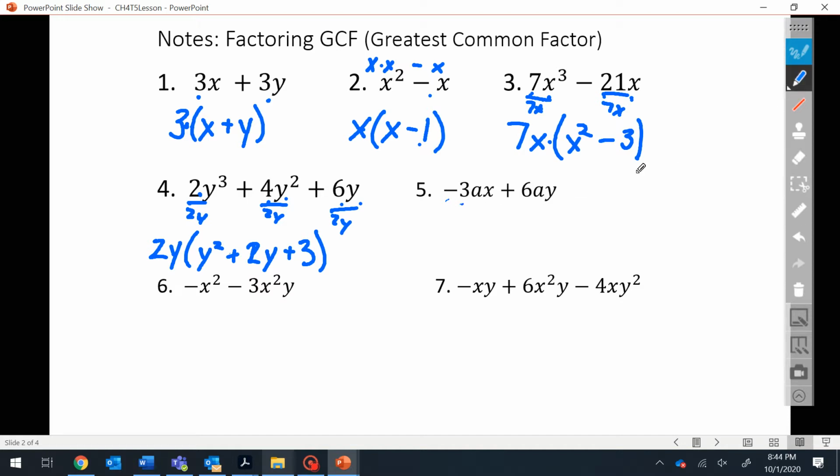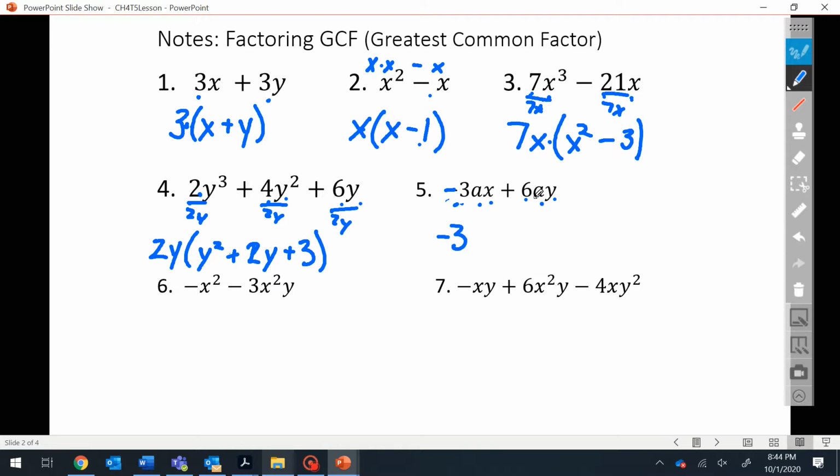So in this one, I need to factor the coefficient, I need to factor the a's, and I need to factor the y's. So I have three things I need to factor. So first I'm going to look at the 3 and the 6. The greatest common factor of 3 and 6 is 3, but this negative sign means I'm going to factor out a negative 3.